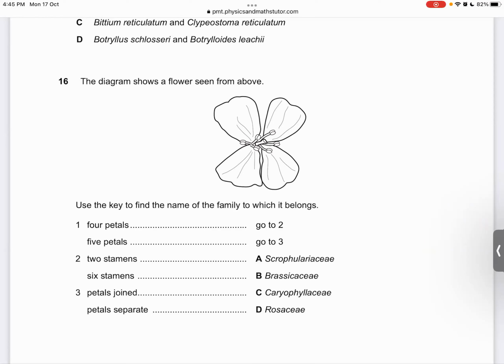Exactly, because see, it does have 4 petals and then it has 6 stamens. So, yeah, the answer over here is B. But then when we look at the third option, the petals are joined together. So it's supposed to be C.